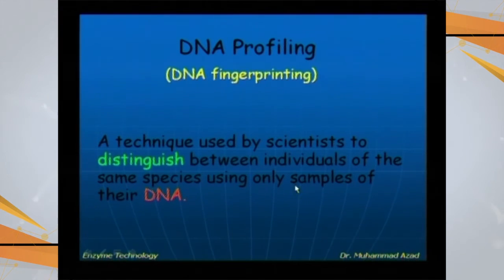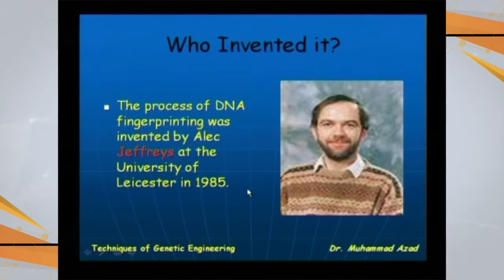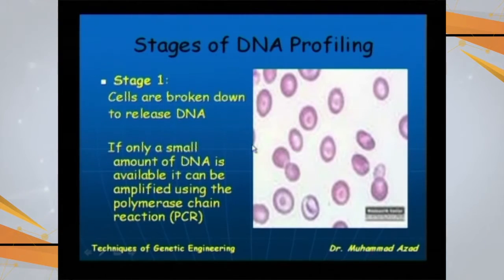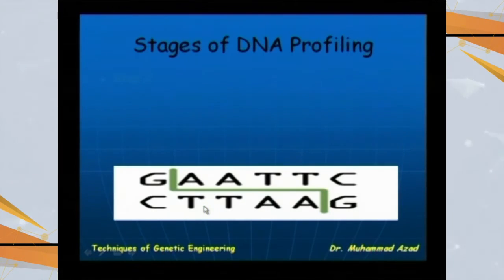DNA profiling means the technique used by scientists to distinguish between individuals of the same species using only samples of DNA. The inventor of this technique was Jeffreys, and it is now commonly used in all cases of criminology. The stages of DNA profiling are: in the first stage, cells are broken down to release DNA. If only a small amount of DNA is available, it can be amplified using the PCR technique we already discussed.